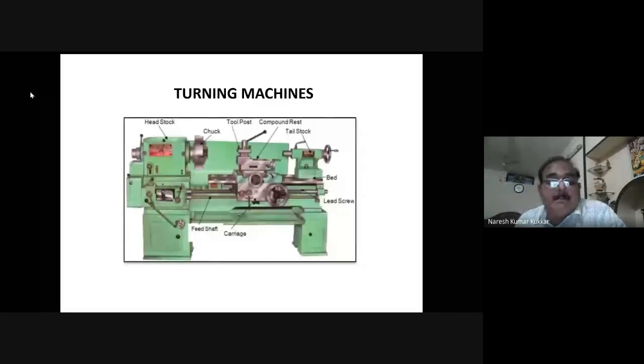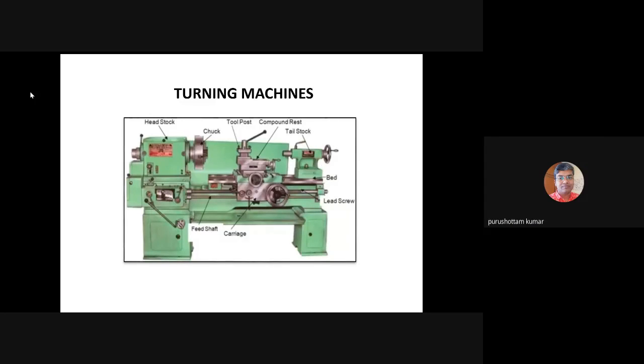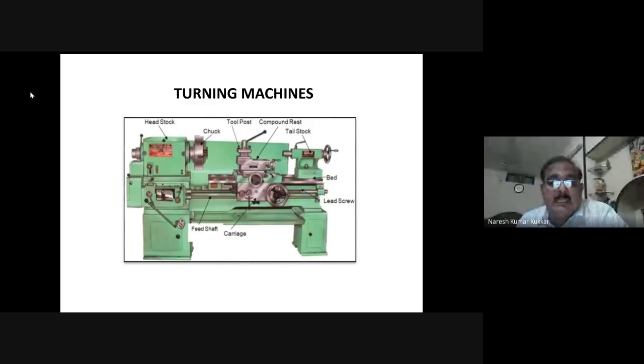This is a simple lathe. Do you recognize it? Check here. Has anybody seen this type of lathe? It's a normal lathe. Normally we use this lathe in industry.